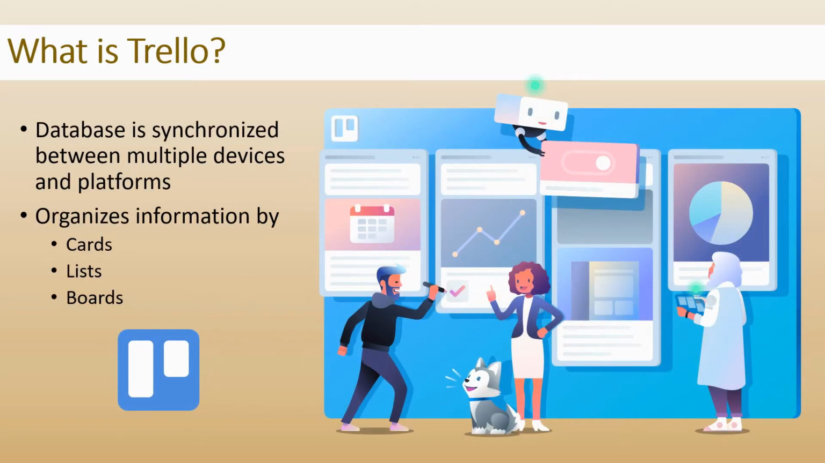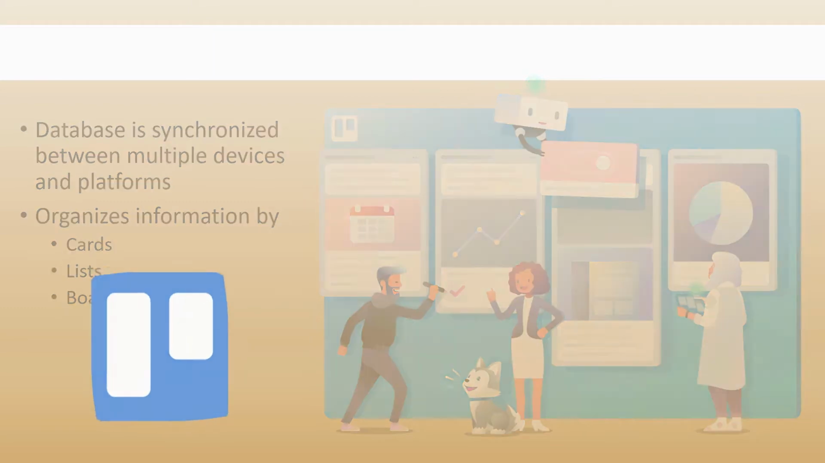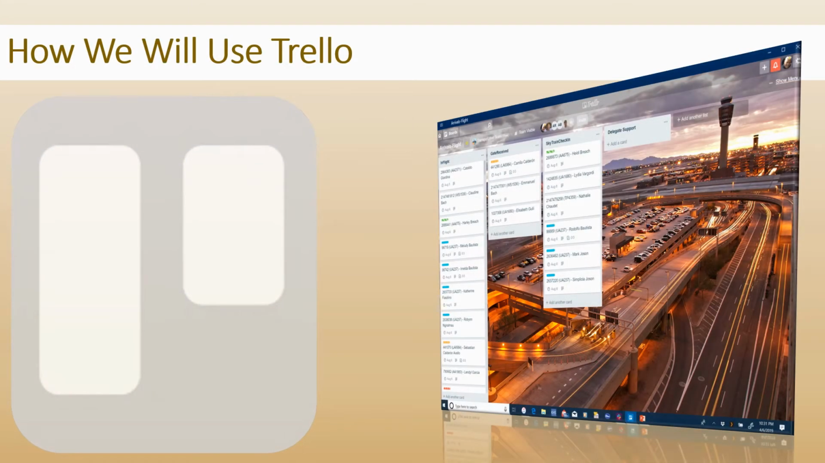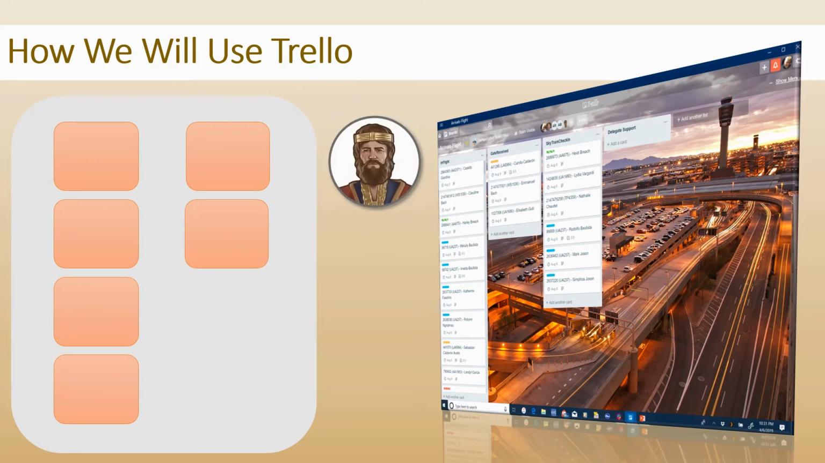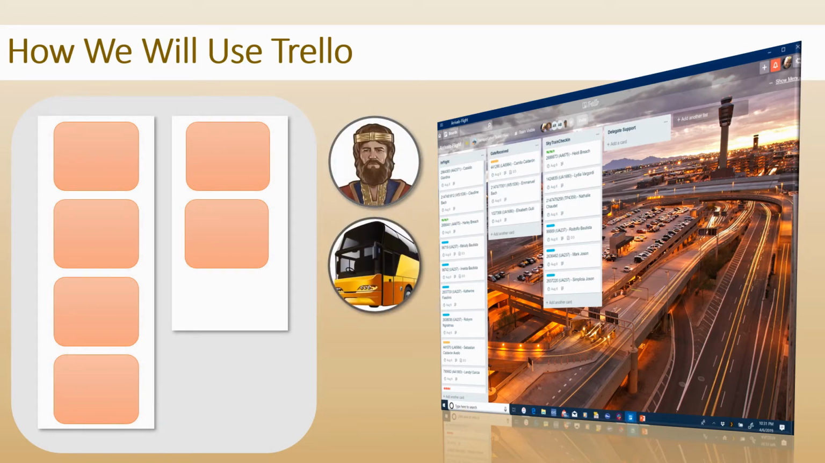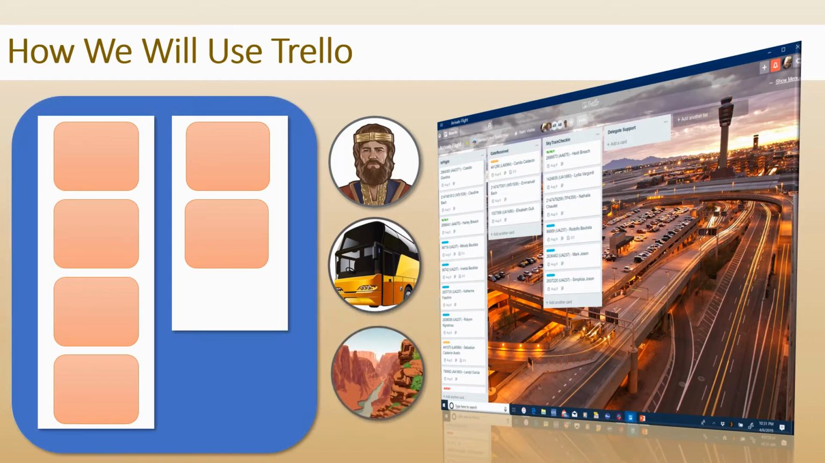Trello is a database that may be synchronized between multiple devices and platforms. Information within Trello is organized by the use of cards, lists, and boards. For our purposes, we will use Trello to manage delegate information by using cards to represent delegates, lists to represent status and location, and boards to represent the daily event. Using this application, delegate information can be shared across transportation team members quickly and efficiently.